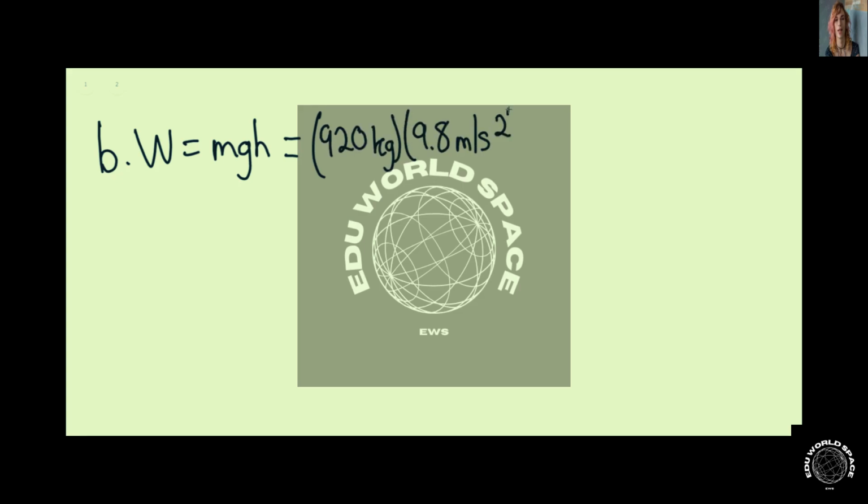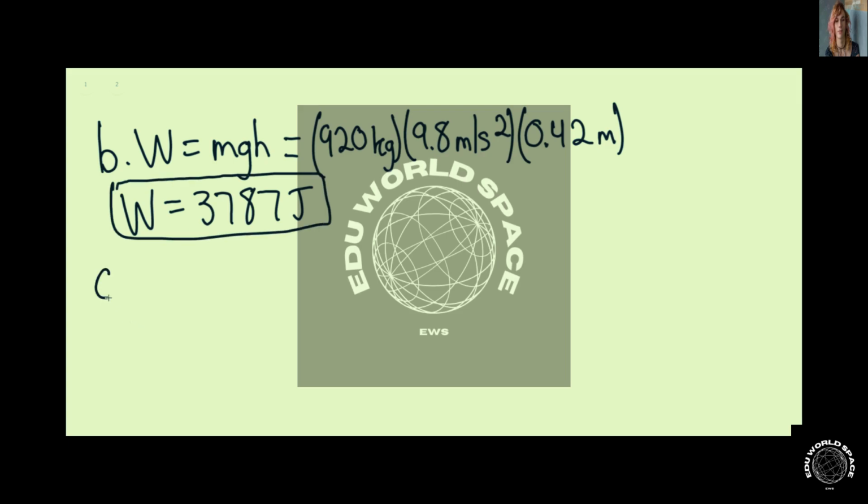For part B, we want to find the work done by lifting the car, which is going to be equal to mgh, because the only force that it's going against would be gravity. So this would be equal to the mass of the car, 920 kilograms, times 9.8 meters per second squared, times the height it was lifted, 0.42 meters. And we find that the work done is going to be approximately 3,787 joules. So that would be your answer for part B.